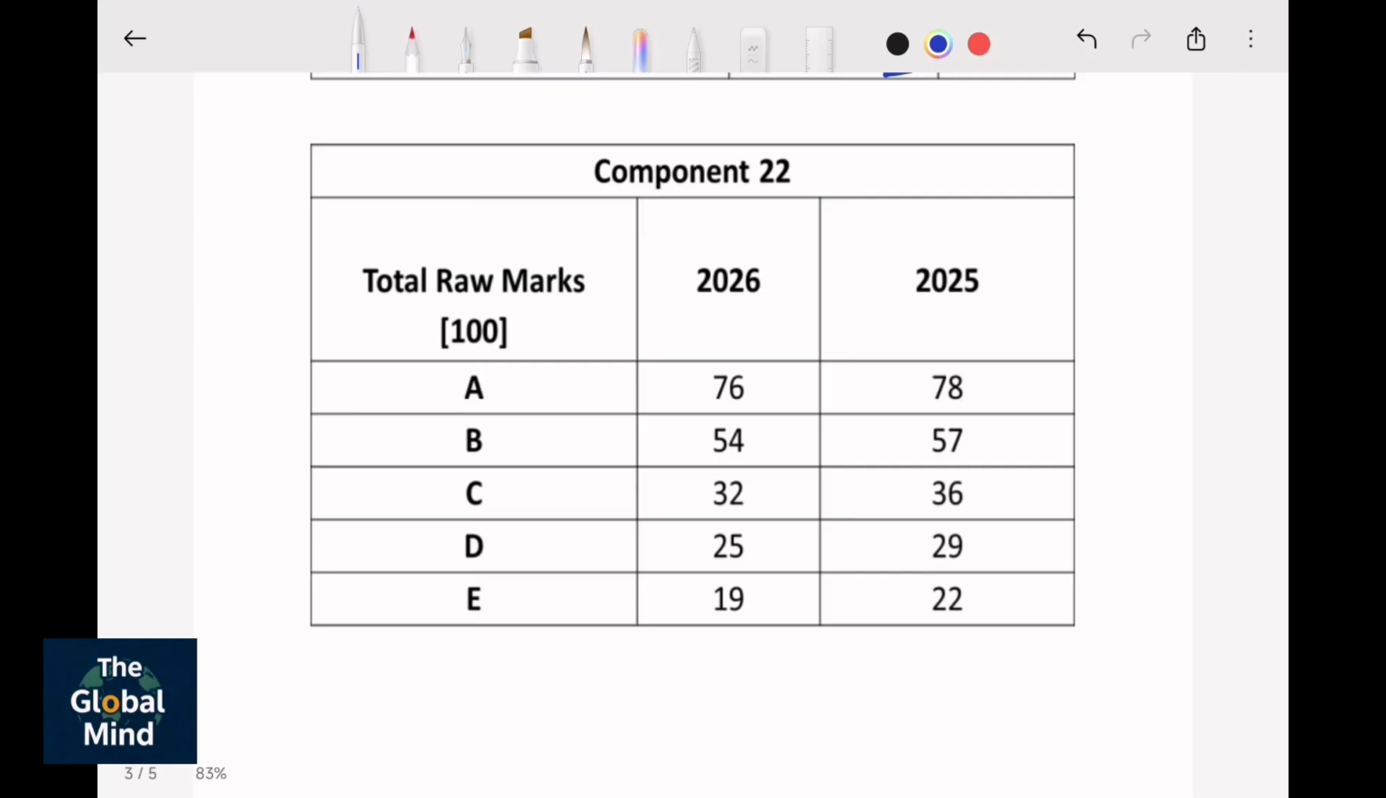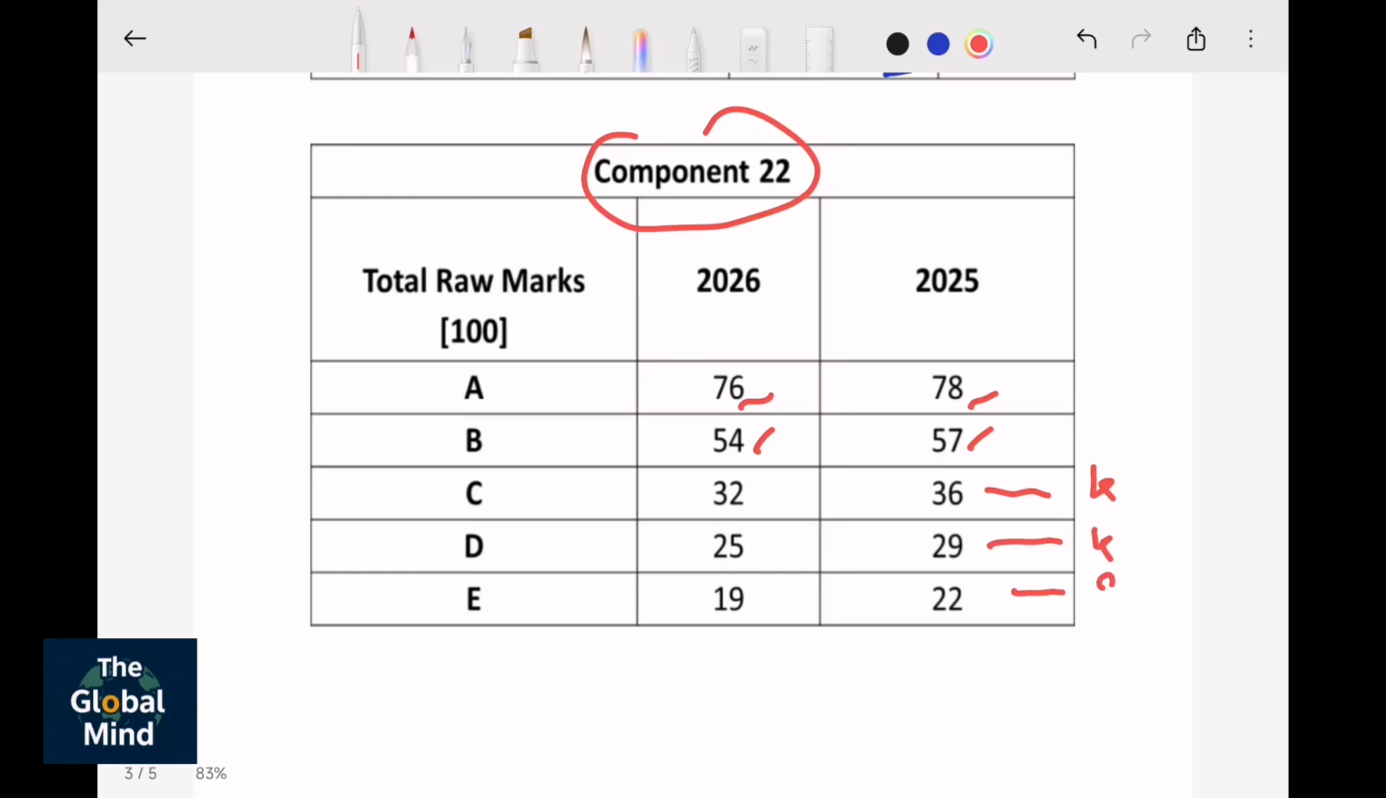This is for component 2 2. You can see 76 in 2026, 78 in 2025, then 54, 57. The difference, you can see, except here, I think here it is 4 marks, yes, and here it's once again 4 marks.